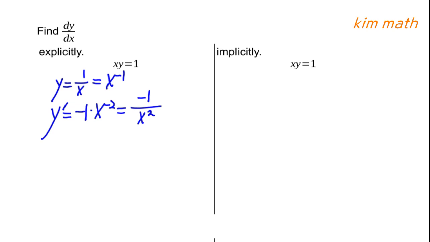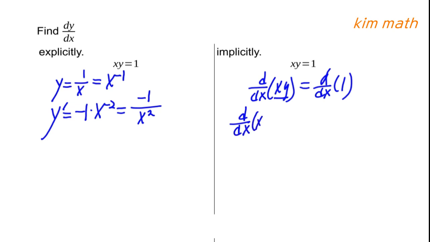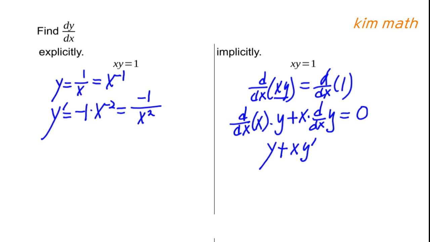Okay, implicitly, d/dx of xy equals d/dx of 1. Good. On the left side, this is a product. So one more time, d/dx of x times y plus x times d/dx of y. And we know that the other side is 0. So d/dx of x is 1, so you have y plus x times y prime equals 0, right? So y prime is negative y over x.